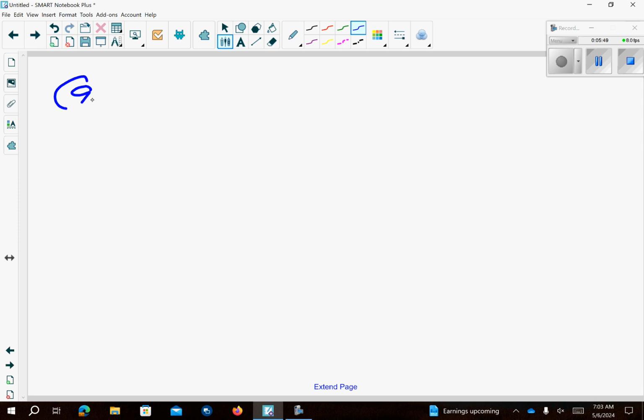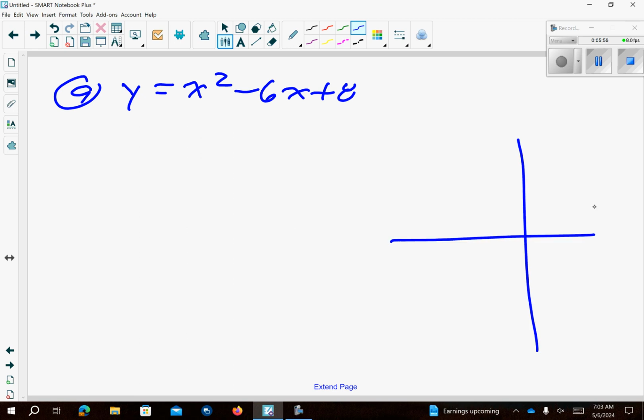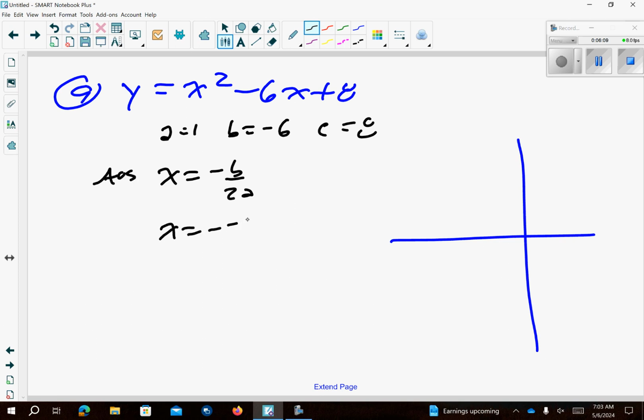Number 9, we have y equals x squared minus 6x plus 8. They just want us to graph it. So my a value is 1, my b value is negative 6, and my c value is equal to 8. x equals negative b over 2a, which is the axis of symmetry. x equals negative 6 over 2 times 1. x equals 3. So there's our axis of symmetry.